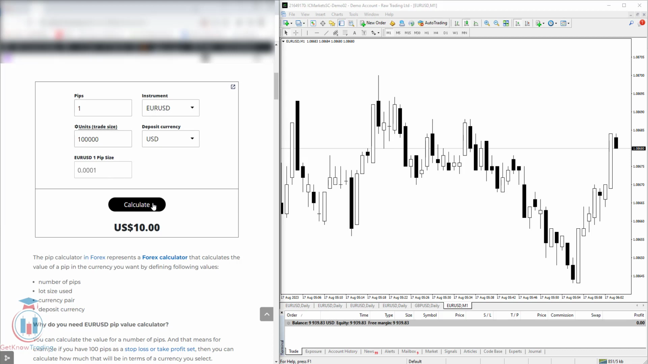In this case, simply click calculate and you get the US dollar equal to 1 pip. If you change this one to number of 2, that means you would like to know how 2 pips is equal to how many US dollar. It says $20, which means 2 pips multiplied with the $10 is $20.